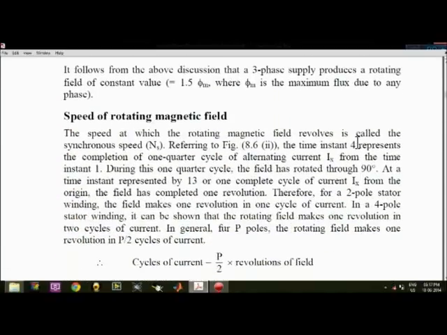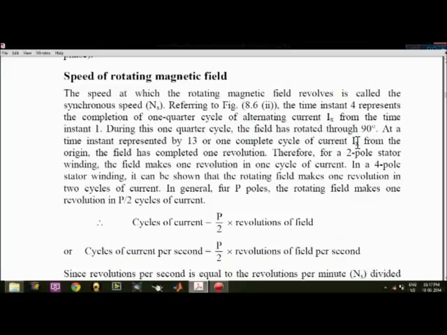The next topic is the speed of the rotating magnetic field. The speed at which the rotating magnetic field revolves is called the synchronous speed. You are aware of this term, that is synchronous speed. Now if you refer to the time instant before, during one quarter cycle the field has rotated through 90 degree.